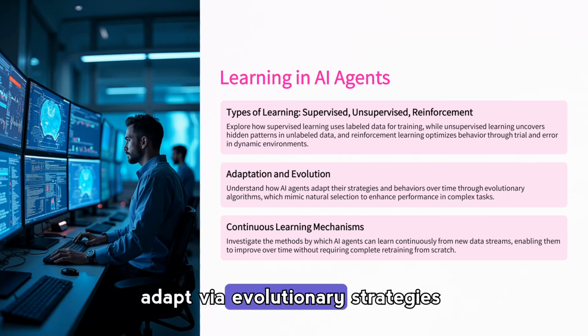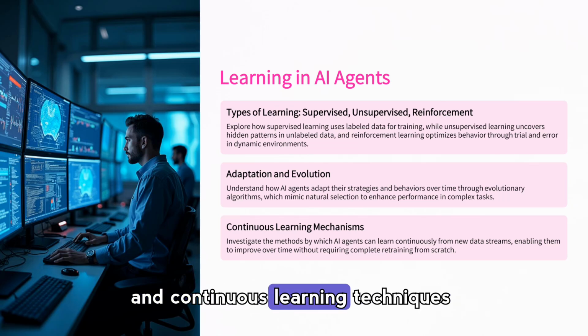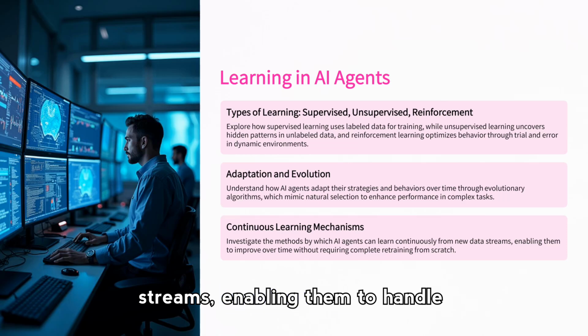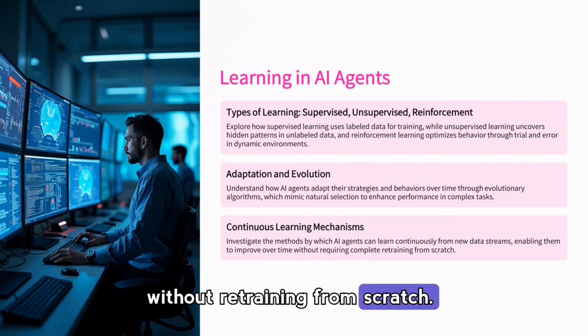Agents can adapt via evolutionary strategies and continuous learning techniques that update behavior from new data streams, enabling them to handle complex, changing environments without retraining from scratch.